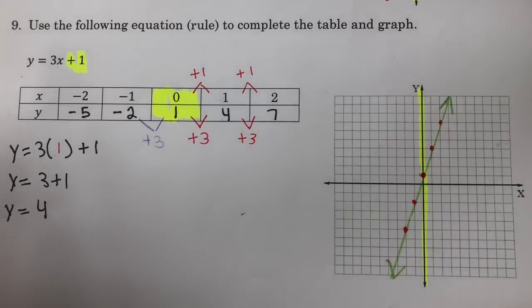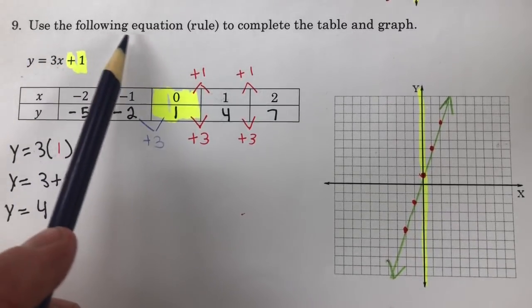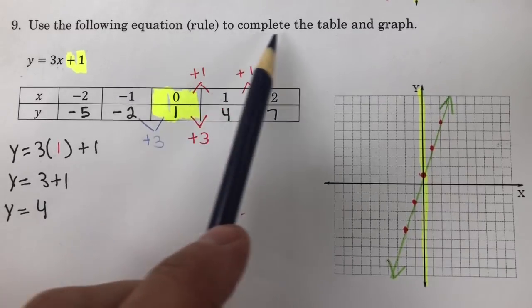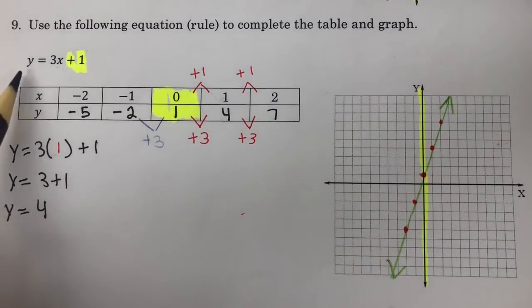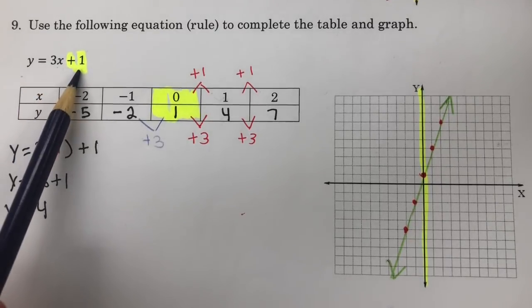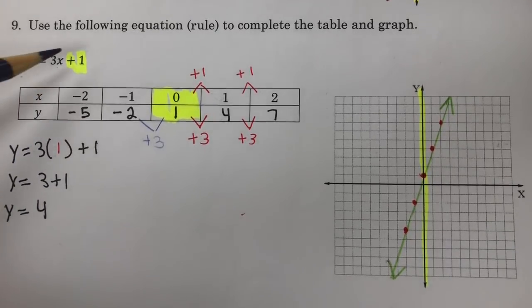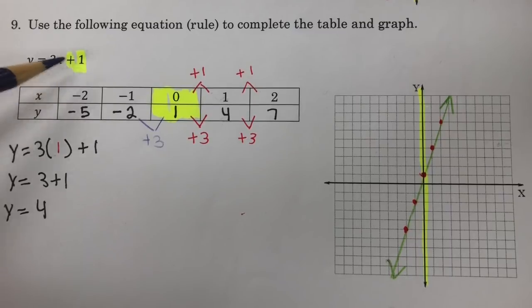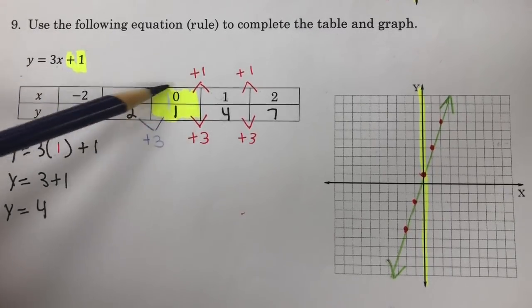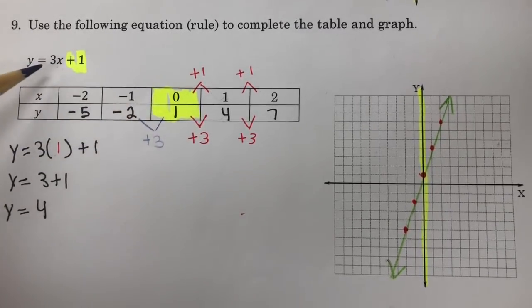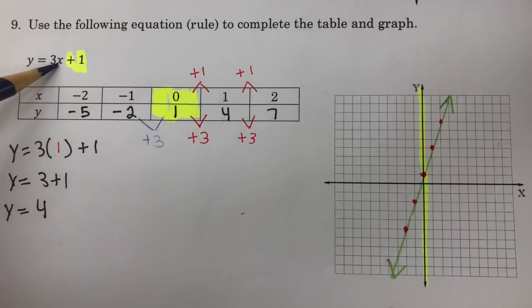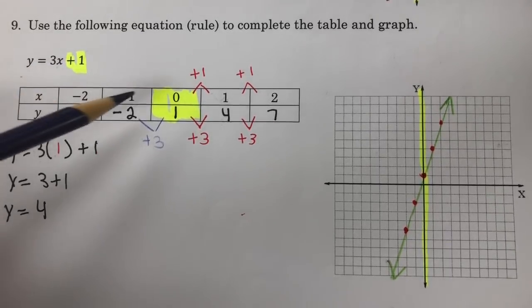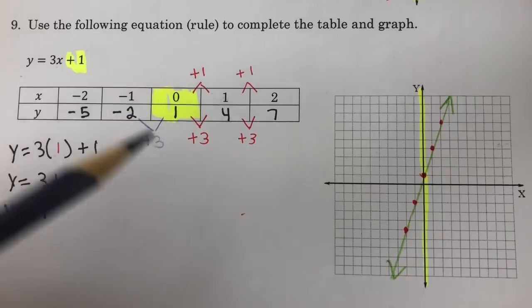For question 9, this is the same as question 8. We need to use the following equation or rule to complete the table and graph. So here's our rule. Y equals 3x plus 1. Here's our y-intercept in our table, because when x equals 0, 3 multiplied by 0 is 0, plus 1 equals 1. So y equals 1.